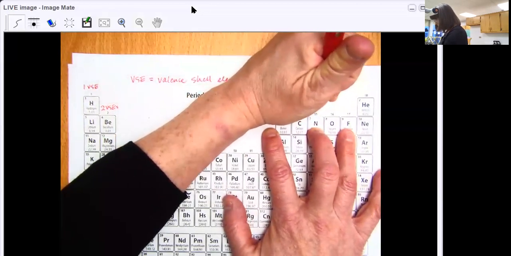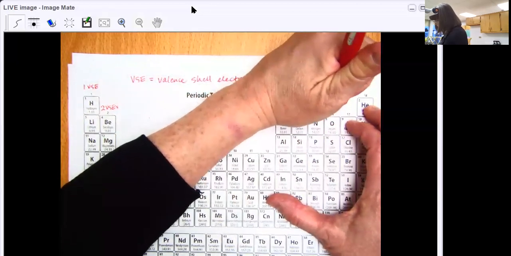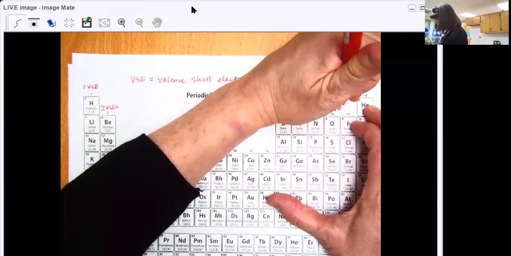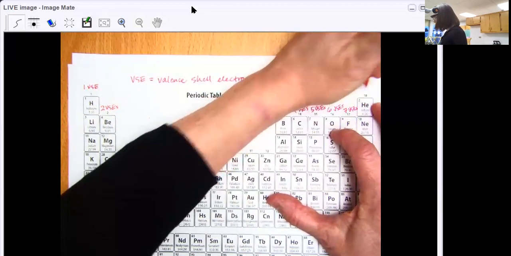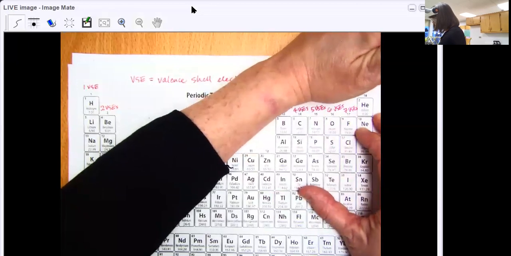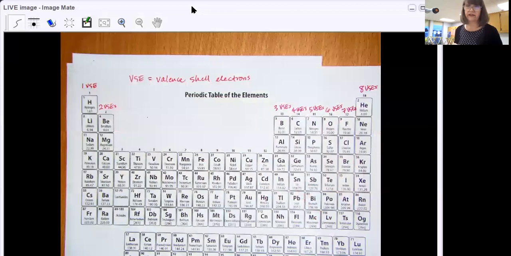Nitrogen's column has 5 VSEs. Oxygen's has 6 VSEs. The halogens, 7 valence shell electrons. And then finally, the noble gases have 8 valence shell electrons, except for helium. Helium only has 2. One other thing we said was we had talked a little bit about the octet rule.